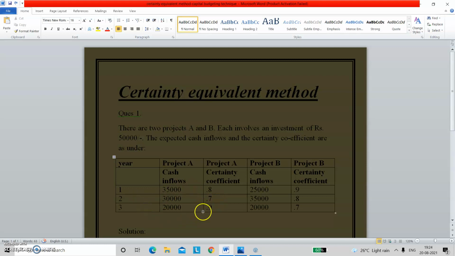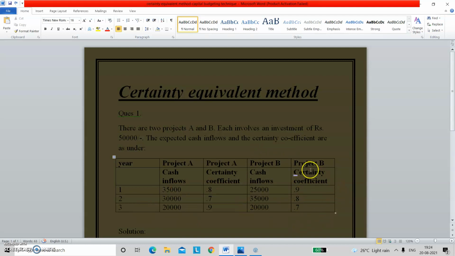70% for the second year. In case the company opts for project A, there is an 80% chance of earning 35,000 rupees in the first year. In the second year, there is a 70% chance of earning 30,000, and a 30% chance that it will not, since it can be either more or less than 30,000. And in the third year, there is 90% certainty that project A will give a return of 20,000.